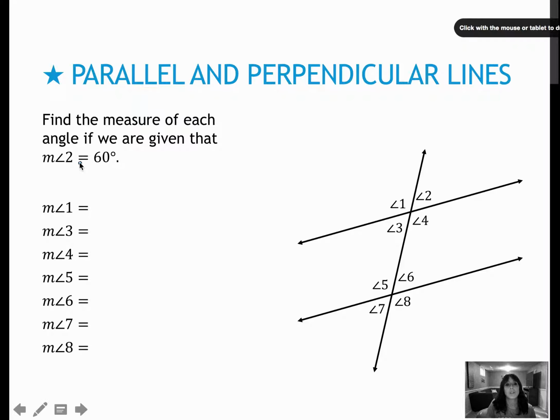In this question, we're given the measure of angle 2 is 60 degrees. So if 2 is 60, that means 3 is 60, 6 is 60, and 7 is 60. The other 4 angles are all congruent to each other as well. To find their measure, I would subtract 180 minus 60 to get 120, which means all of those are 120 for a variety of reasons.